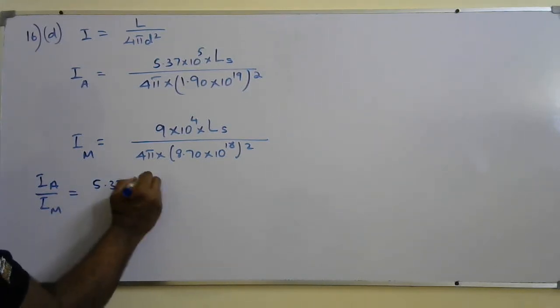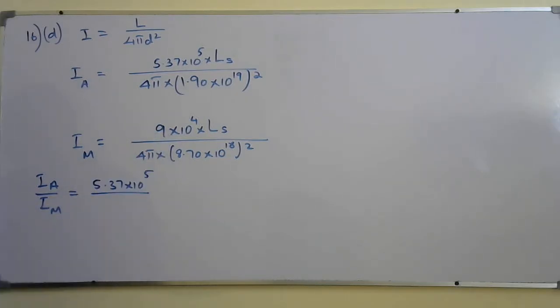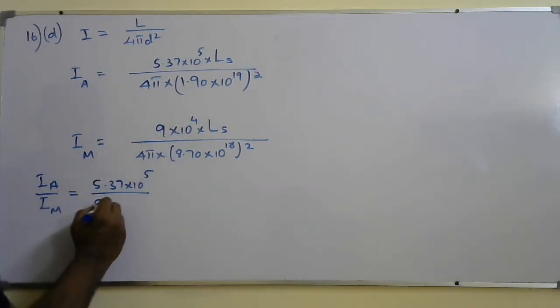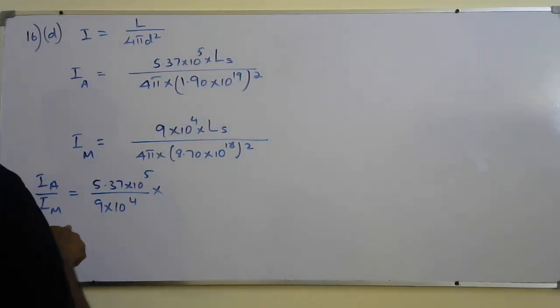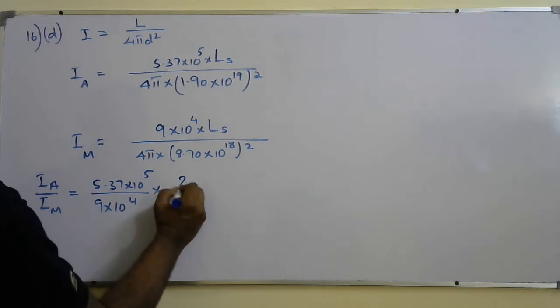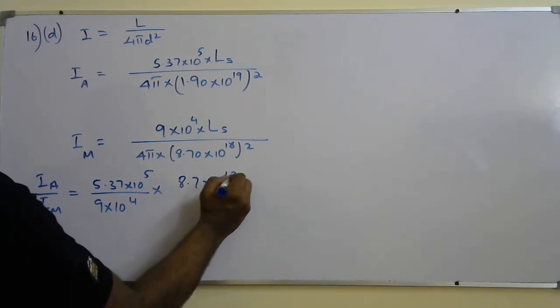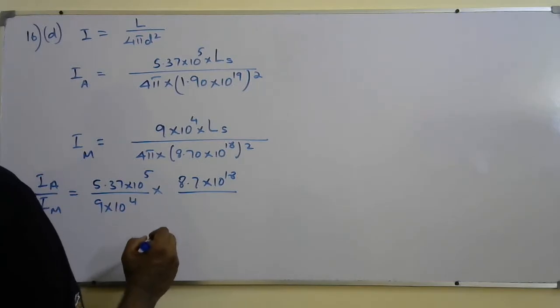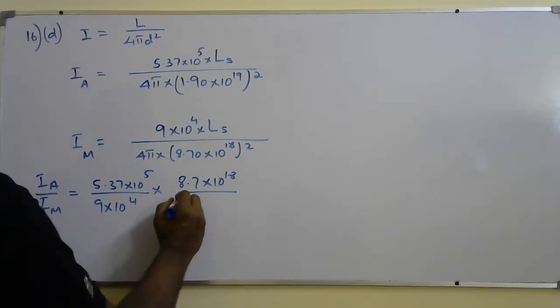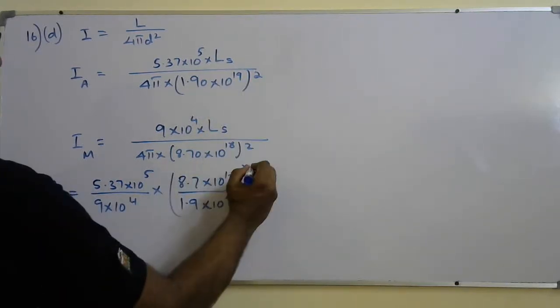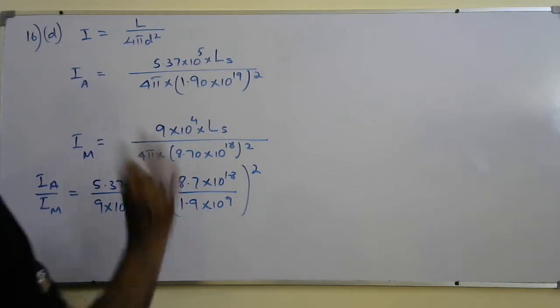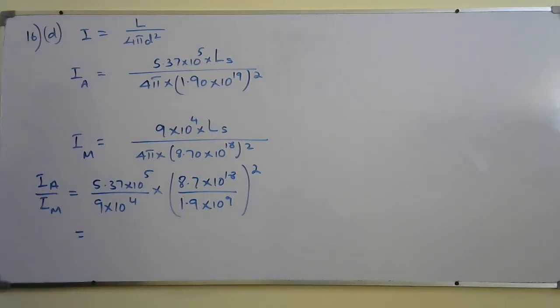times 10 to the power 5 over 9 times 10 to the power 4, and the distance term goes up when I divide this way: 8.7 times 10 to the power 18 over 1.9 times 10 to the power 19, all things squared. You can find this separately and give the conclusion, or do it this way. Finally you will get 1.25. So that means IA is greater than IM.